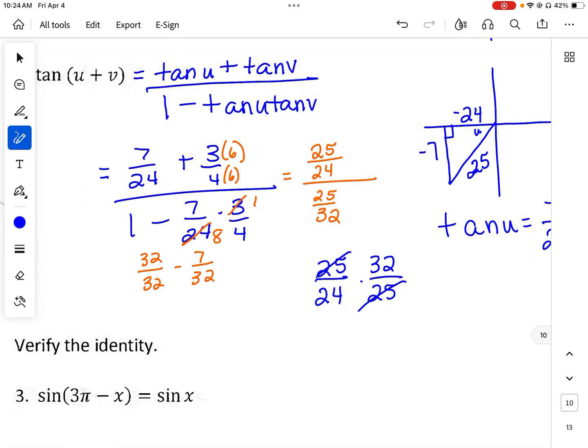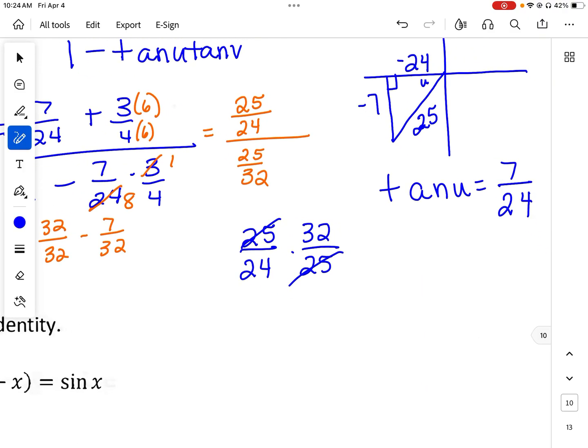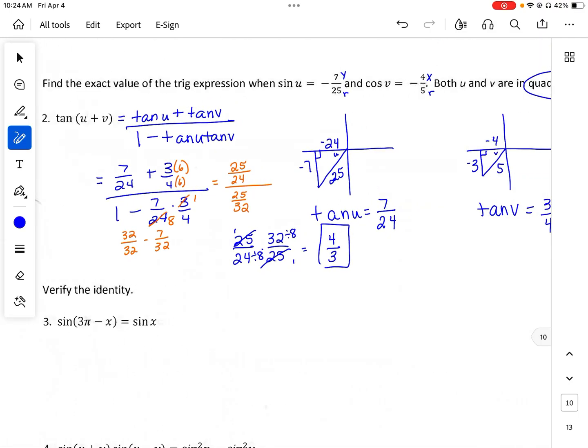Okay, cross cancel, 25 and 25. Okay, we have 24 and 32. I want to simplify that. I could go ahead and multiply because these are both 1 and get 32 over 24 and simplify that way. Or I could look at how this can be simplified by 8. So this is 4 over 3. So that is our final solution.